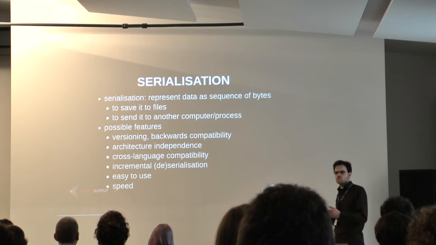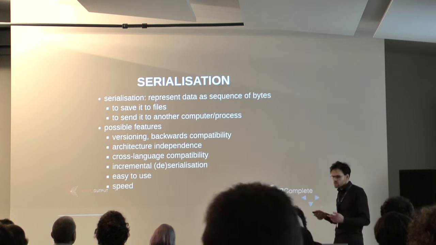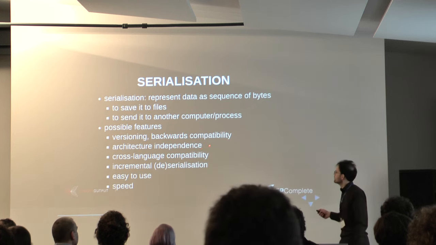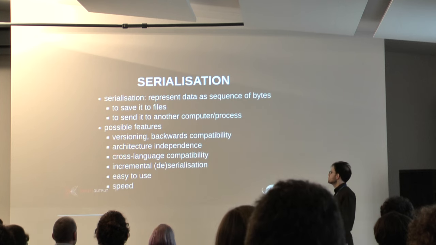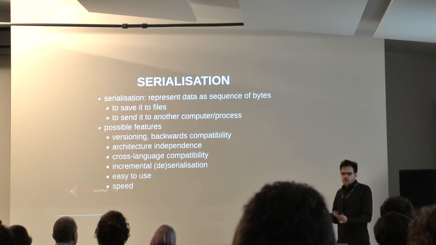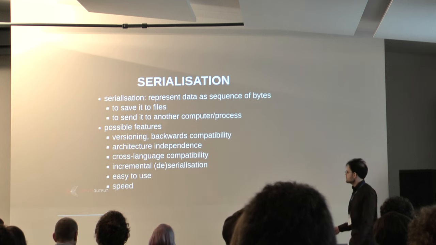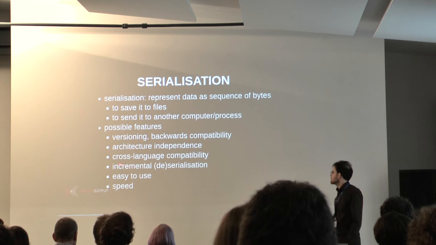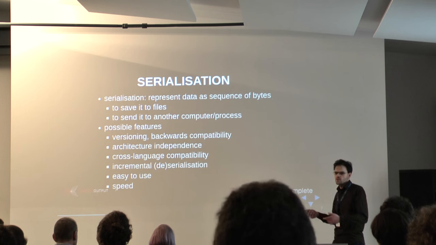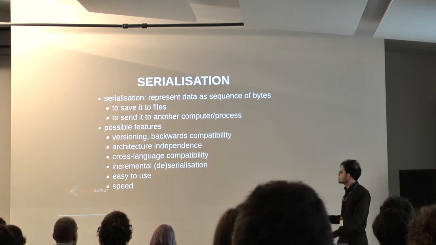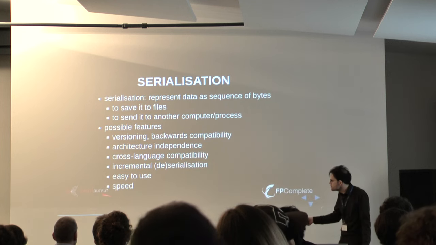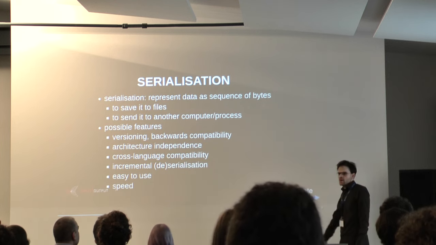If you make changes to your library, then you might want to be able to read the data that you wrote with the previous version, or even on a different architecture, so stuff like byte order might matter, or you might want to read it with a library in a different language. So there's lots of choices to be made. You might have data that doesn't fit into your memory and want to serialize that somehow, so you have to do some sort of streaming. You might want to have the library easy to use, or you might want it to be fast.